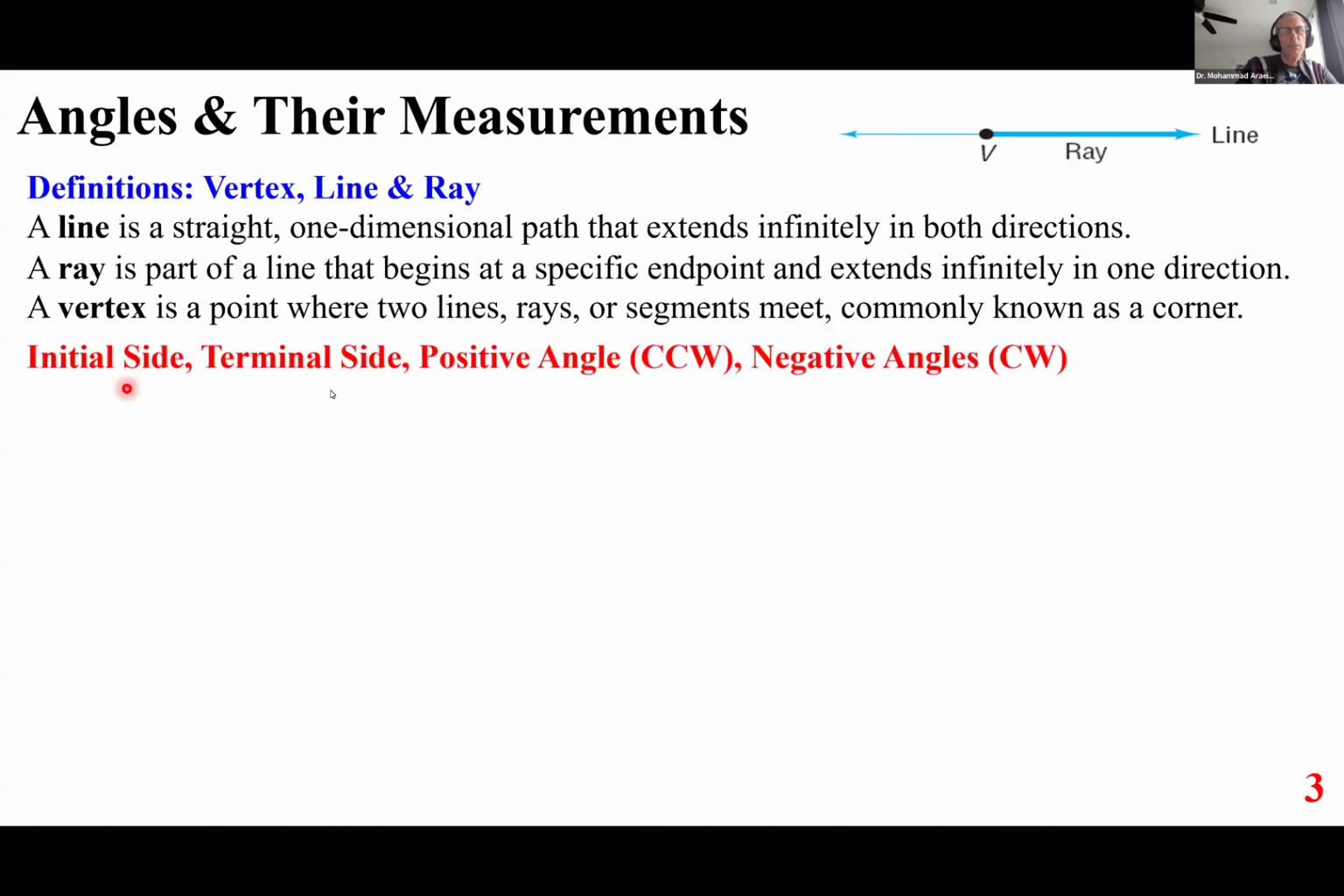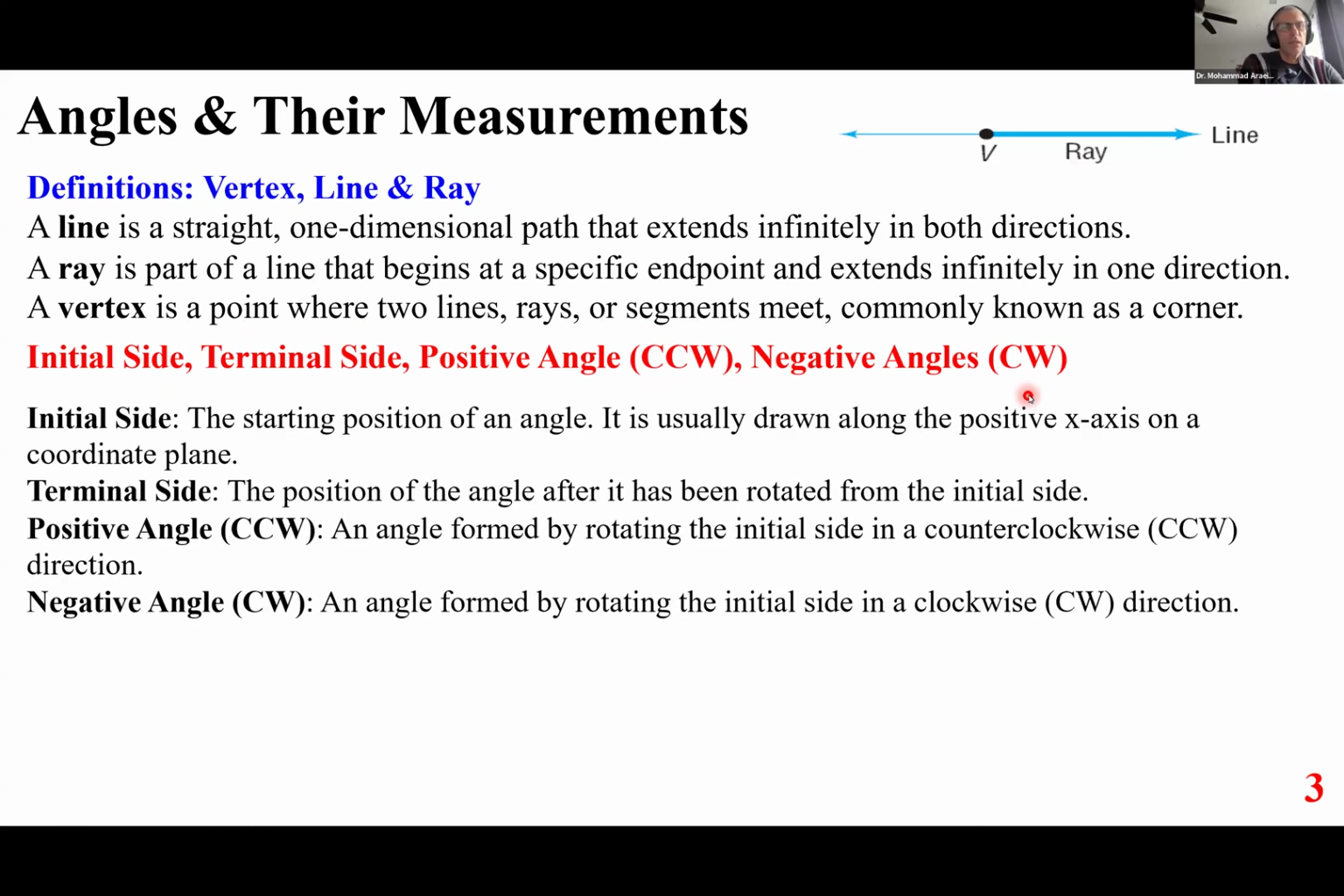Initial side, terminal side, positive angle, counterclockwise, negative angle, clockwise. Initial side: the starting position of an angle, usually drawn along the positive x-axis on a coordinate plane. Terminal side: the position of the angle after it has been rotated from the initial side.